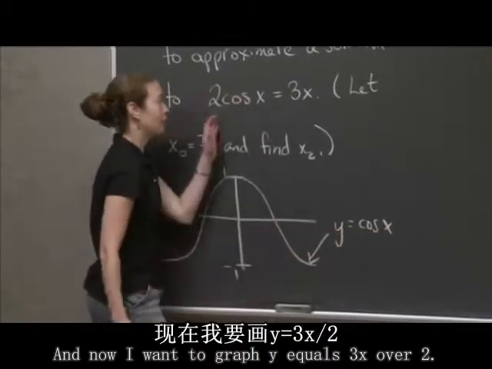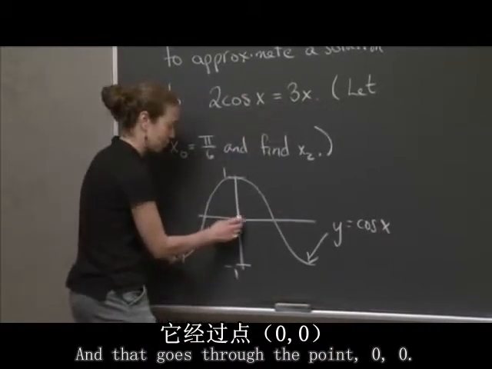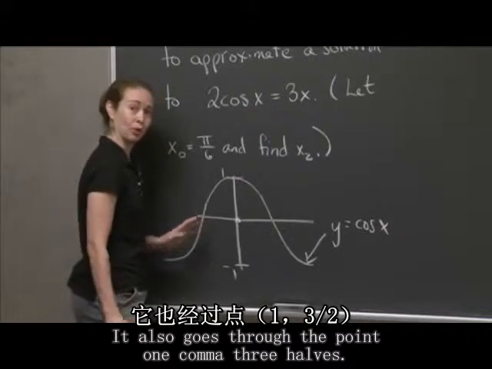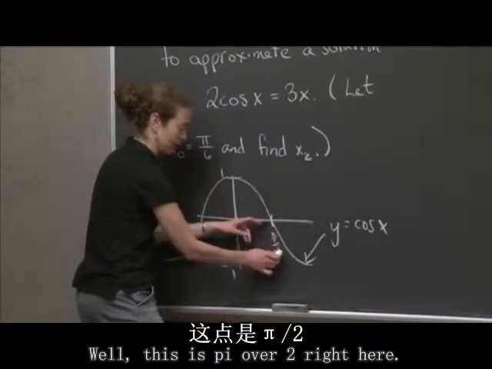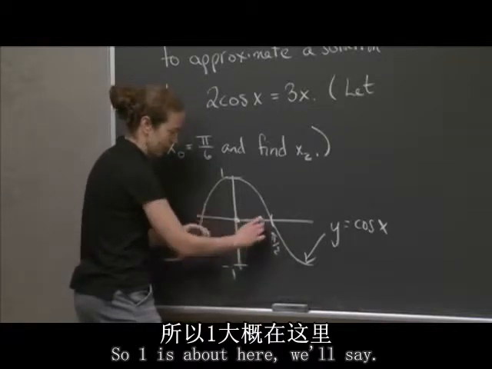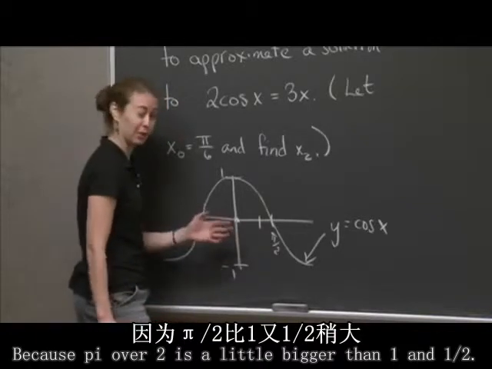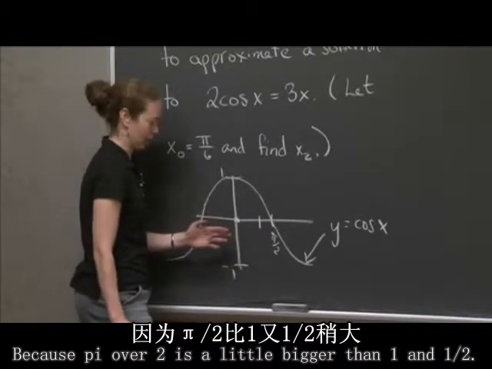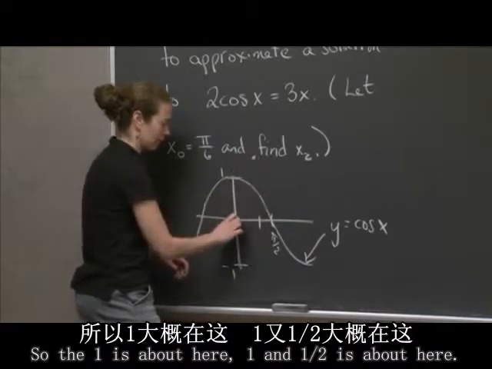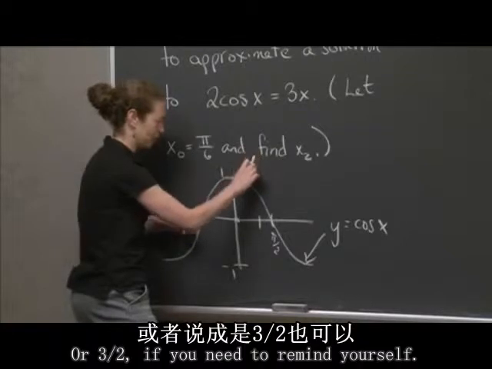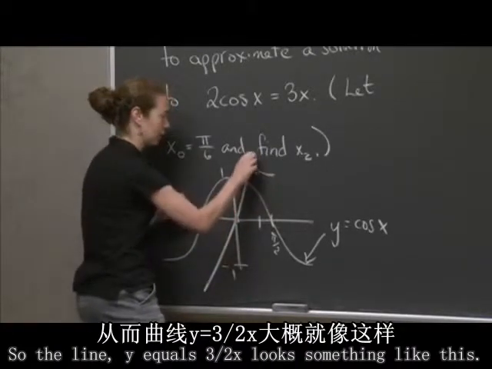And now I want to graph y equals 3x over 2. And that goes through the point 0, 0. It also goes through the point 1, comma 3/2. Well, this is pi over 2 right here. So 1 is about here, we'll say, because pi over 2 is a little bigger than 1.5. So 1 is about here, 1.5 is about here, or 3/2 if you need to remind yourself. So the line y equals 3/2 x looks something like this.